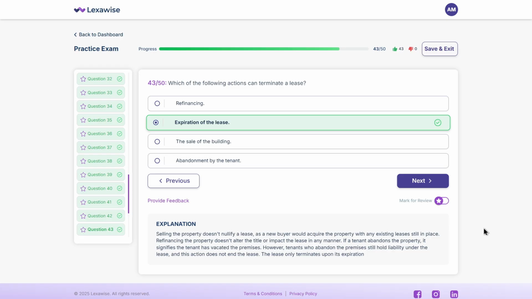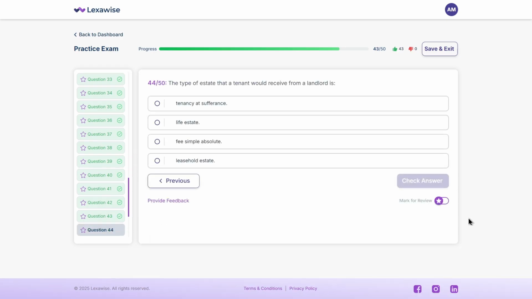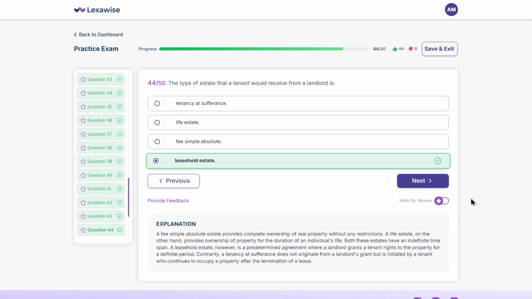Let's move on. The type of estate that a tenant would receive from a landlord is A. Tenancy at sufferance. B. Life estate. C. Fee simple absolute. D. Leasehold estate. Think this one through. The correct answer is D. Leasehold estate. Leasehold estates give tenants the right to occupy the property for a set time but not ownership.